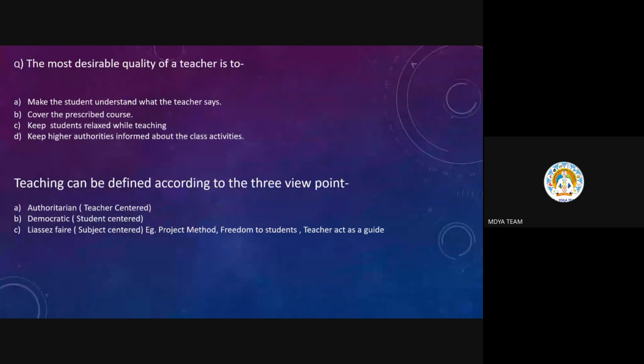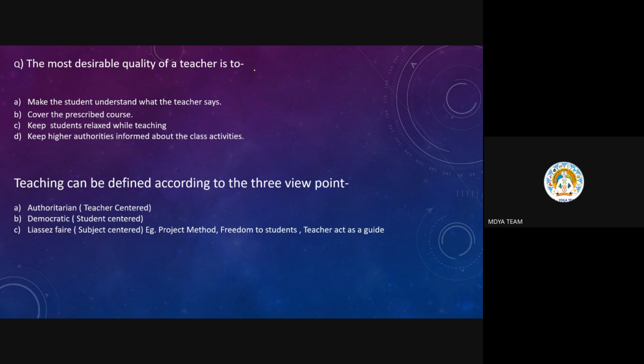So here, this is the question. All the questions which I have included in the slide or in the PPT are previous year questions. Okay, just solve this question. The most desirable quality of a teacher is to: make the student understand what the teacher says, cover the prescribed course, keep students relaxed while teaching, keep higher authorities informed about the class activities. It's option A, ma'am. Make the students understand. Yes, it's option A. Very good. Make the student understand what the teacher says.